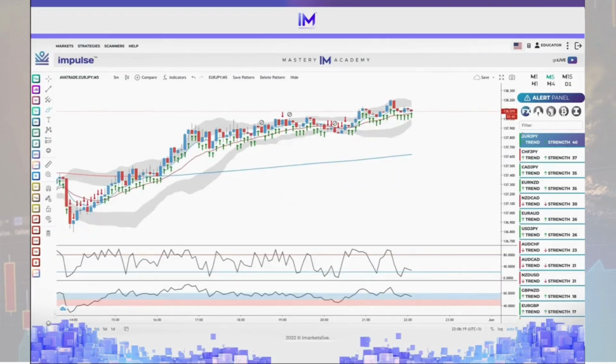Also, in the alert panel, we have these specific alerts. And what these alerts are, it's not necessarily trade signals or entry opportunities, but they are basically designed to keep you in the direction of the trend. That is their entire goal here.